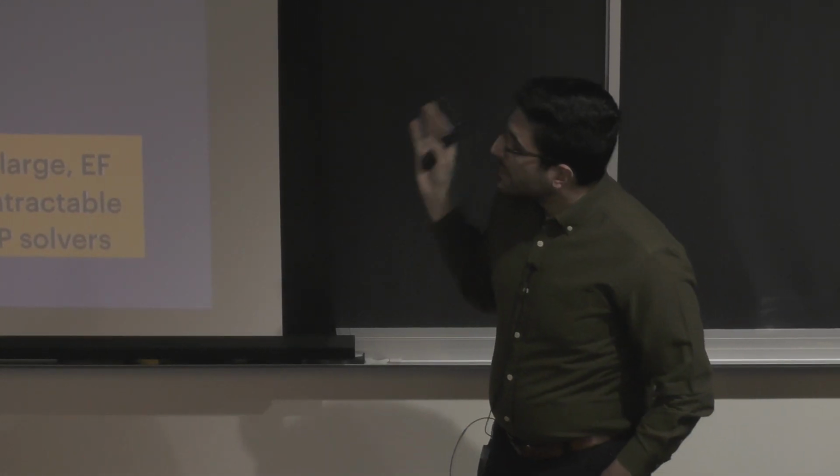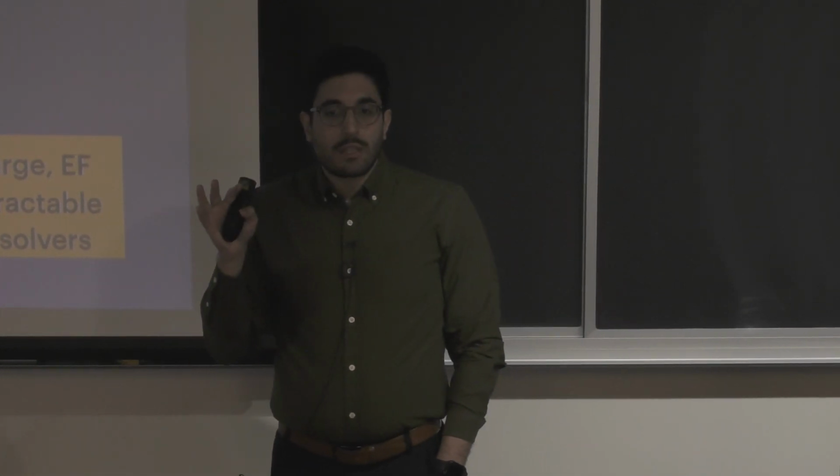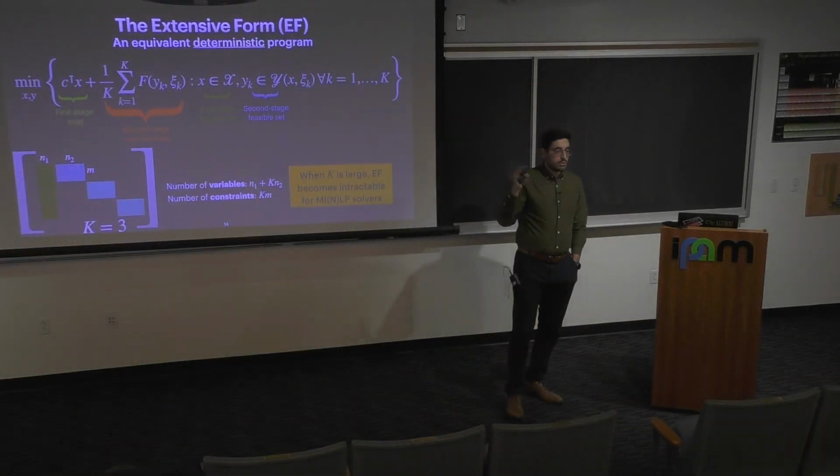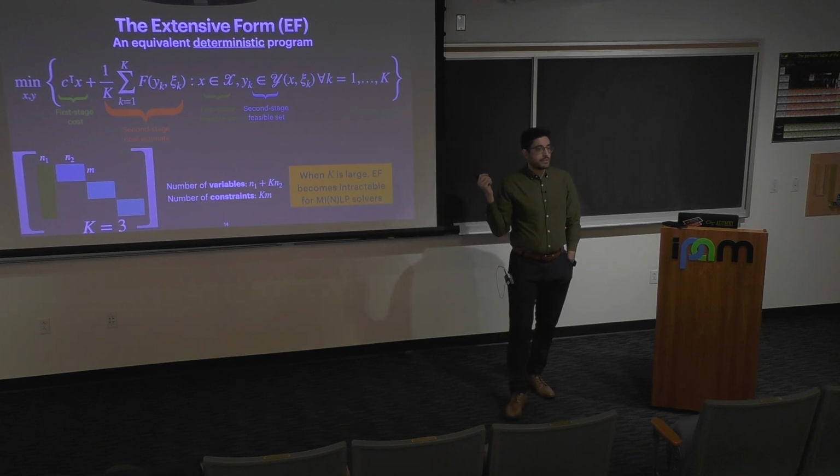Okay? So this is the extensive form method, which is essentially the most generic way of targeting. This is just a recipe. Any two-stage stochastic program for which you have an analytical form for your objective and your constraints, you can write like this. Okay?